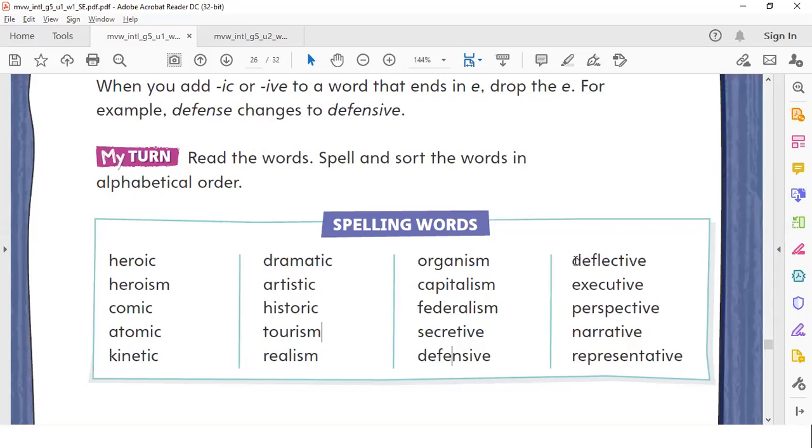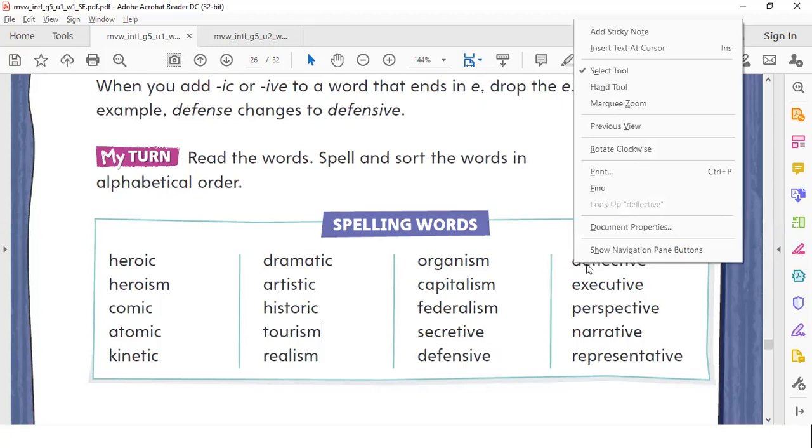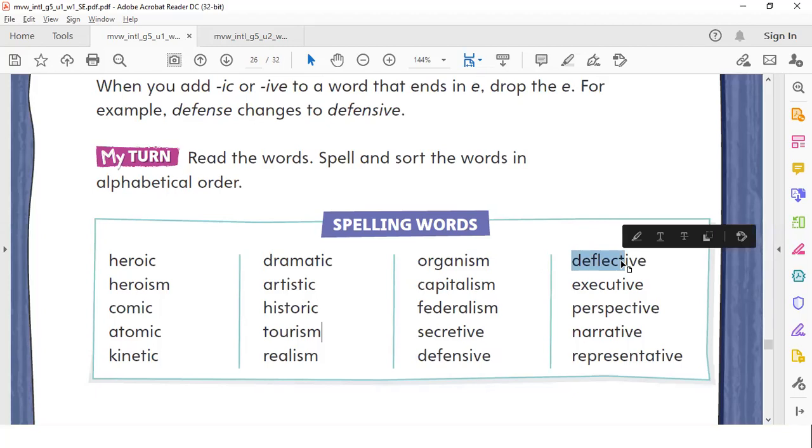Qusay, now this word, read it, please. Deflective. Again. Repeat after me. Deflective. Very good. Now, it is related to what, Qusay? Look here, please. It is related to what verb? It is related to what word?